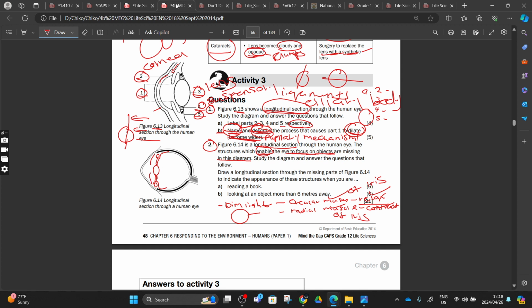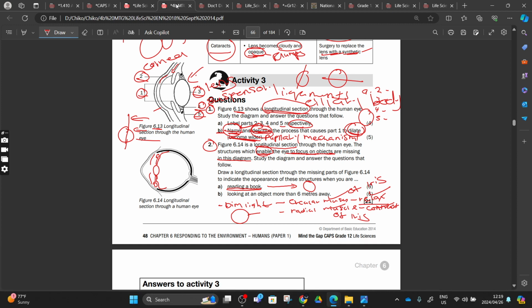Study the diagram and answer the question that follows. Draw a longitudinal section, something like this, right? Draw a longitudinal section through the missing parts of the figure to indicate the appearance of this structure when you are reading a book. When you are reading the book, the object is pushed closer, so we are going to see our pupil becoming big, right?